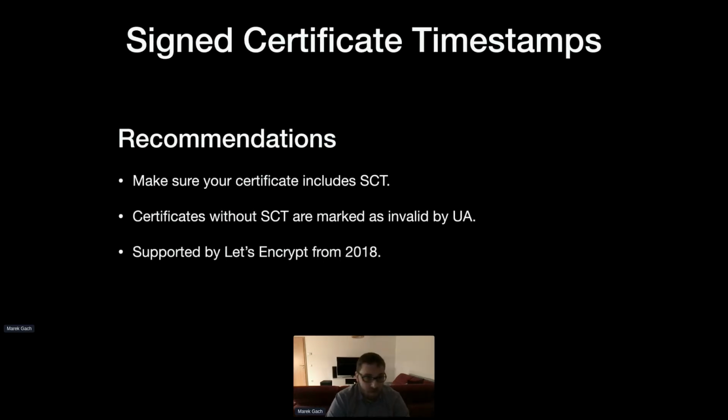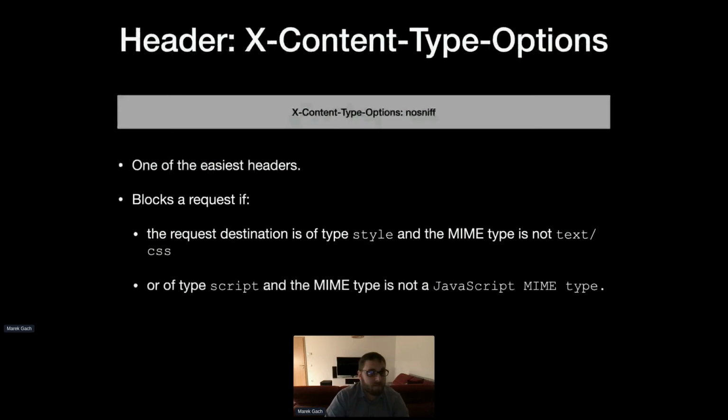So, recommendations here. You do not need to care about this, because Let's Encrypt has been supporting it since 2018. Certificates which do not have an SCT are marked as invalid by the user agent. For you, it's good to check if SCT is in place for your certificates, but mostly it will be there for almost all certificates which are issued recently. So this is the part of HTTPS which is finished.